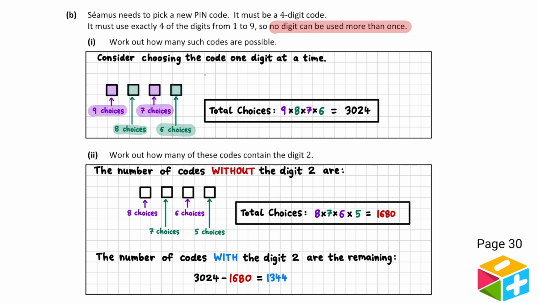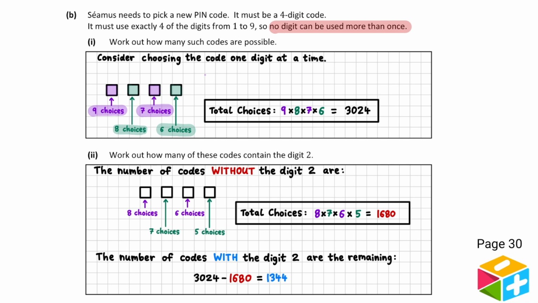In part 2, we must work out how many of these codes contain the digit 2. A nice way to approach this is to try and find the number of codes without the digit 2. This can be done in the exact same way we worked out part 1. We'll lay out 4 boxes for our code and think about the number of valid choices for each box.